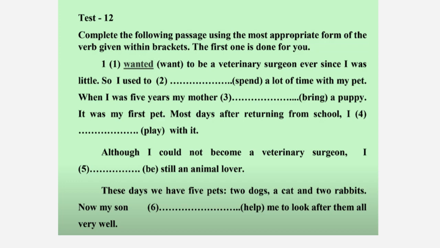When I was 5 years, my mother bring a puppy. It was my first pet. Most days after returning from school, I play with it. Although I could not become a veterinary surgeon, I be still an animal lover. These days we have 5 pets, 2 dogs, a cat and 2 rabbits. Now my son helped me to look after them all very well.